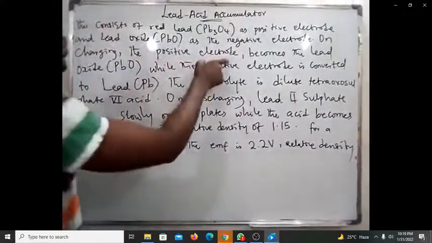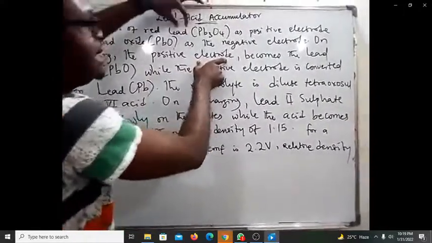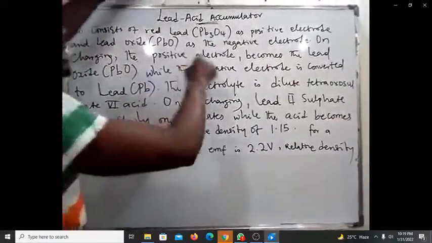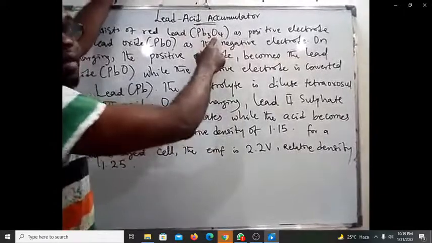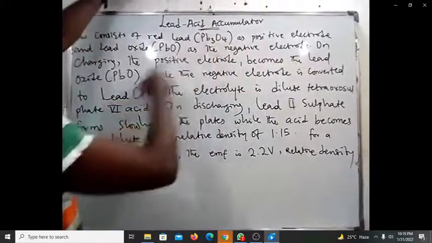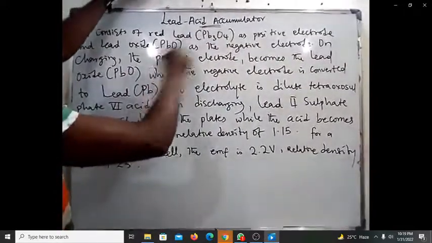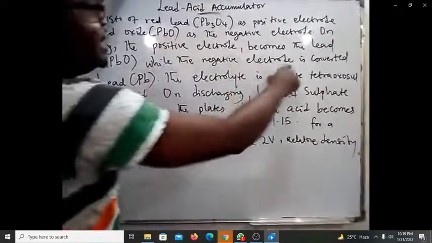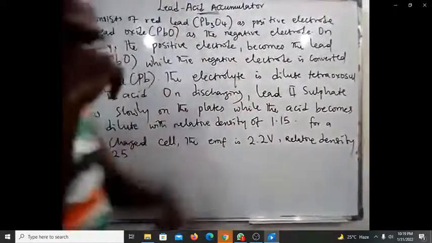the positive electrode, which one is the positive electrode? Red lead, but it becomes, on charging now, the positive electrode will change. It will no longer be this. It will become what? Red oxide. Instead of being negative, it will turn to positive. You understand? Why the negative electrode will now be converted to what? Lead. So the electrode changes.